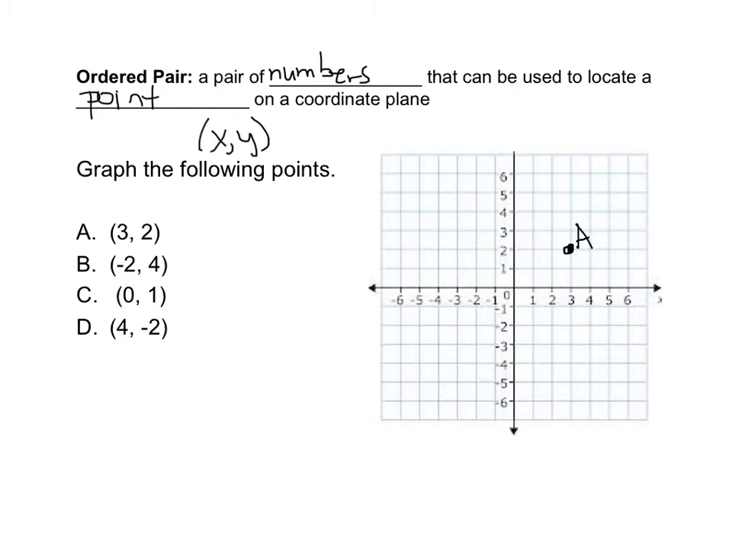Point B is negative 2, 4. So once again, we're going to start at the origin. I'm going to go back to negative 2, and then up to 4, and draw a point there. That's point B. Point C is 0, 1, so we're actually not going to move left or right, we're just going to go up. And then point D is 4, negative 2, so we're going to go over 4, and then down 2, and our point would be right there.